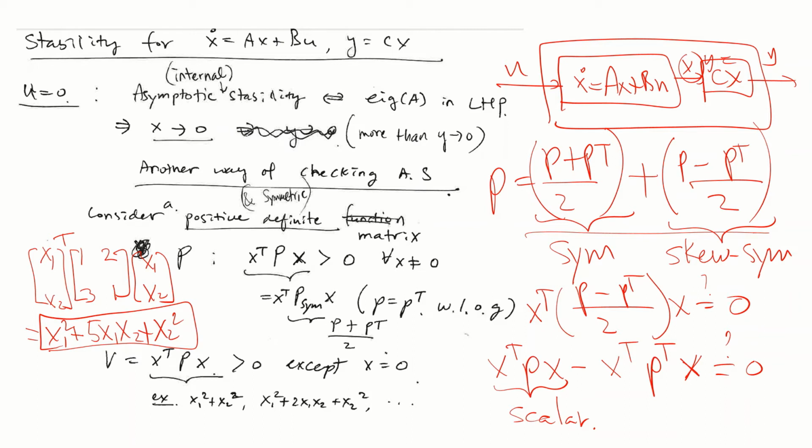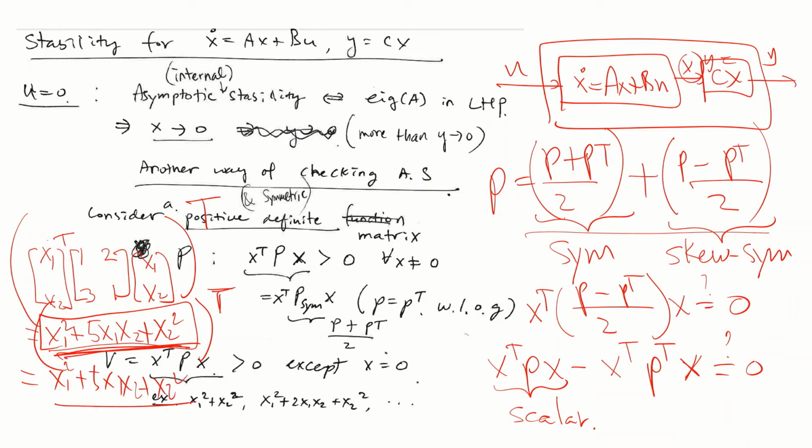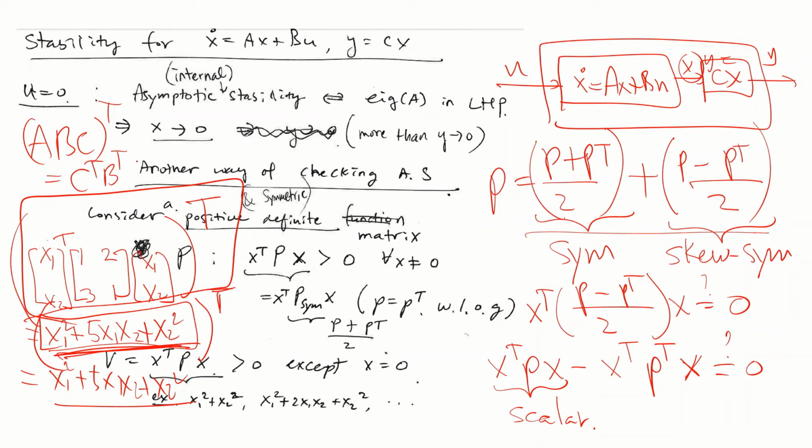If we take the transpose of this, because it is a number, the transpose of a number is the same as the original number. So x1 squared plus 5 x1 x2 plus x2 squared is the same. But if we take the transpose of a product, suppose you have A B C, its transpose is C transpose B transpose A transpose. So the order of these matrices will be reversed.